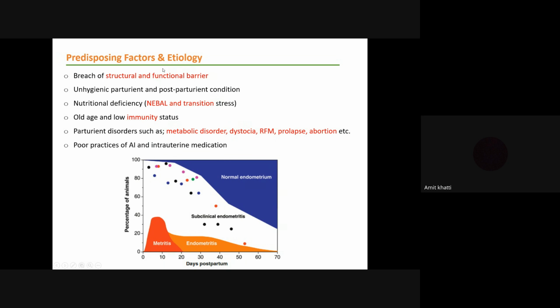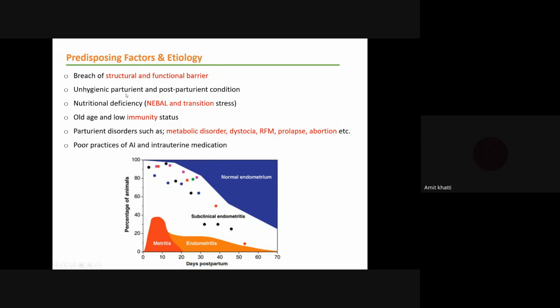somewhat the functional barrier, in terms of the pH of the reproductive tract. Some chemical ingredients and compositions are there in the reproductive tract which create a barrier for microbial contamination. But during the event of calving, such structural and functional barriers are breached. So it is the most favorable time for microbial organisms to enter the reproductive tract.